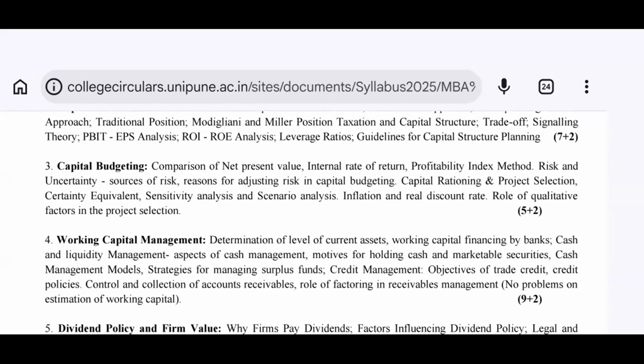Then in the latter part, where the project selection and sensitivity analysis are covered, again numerical will be there. When you're talking about the role of qualitative factors, again theory is asked. Like in capital budgeting, we have a qualitative part, like who is the owner, what is his foundation, how much is his wealth, how much is he investing, and so on. So all these things, they are going to ask as theory.